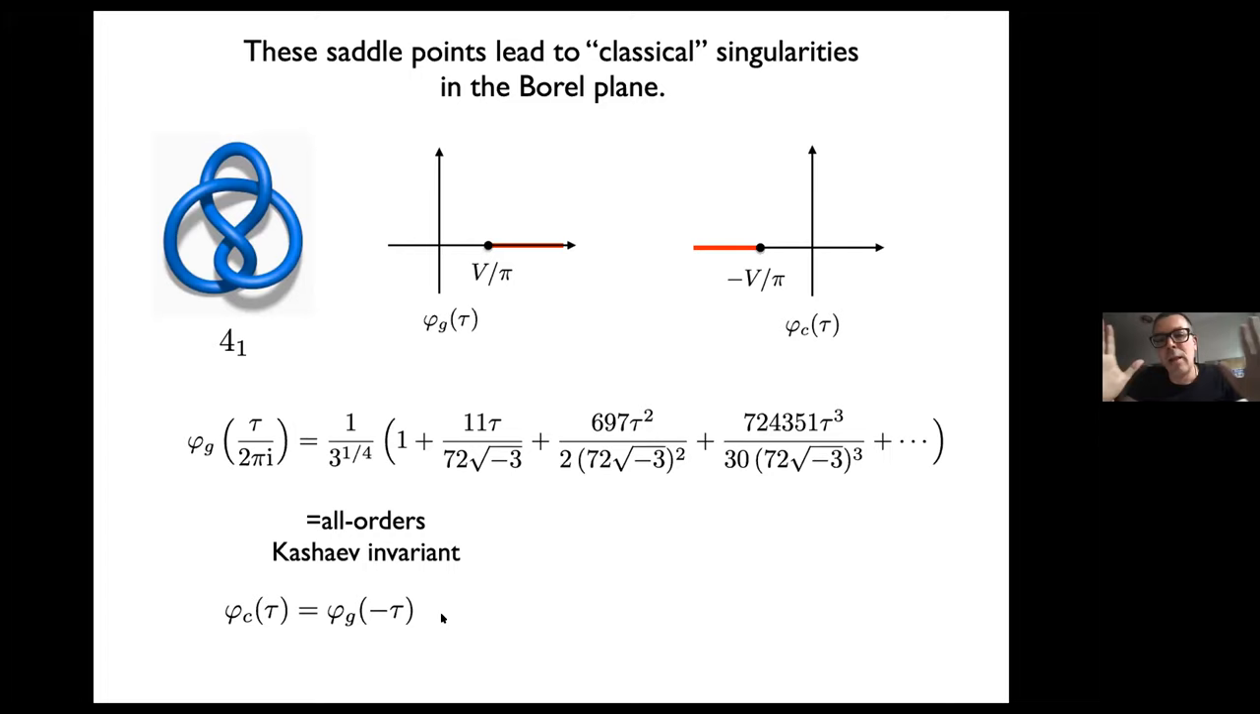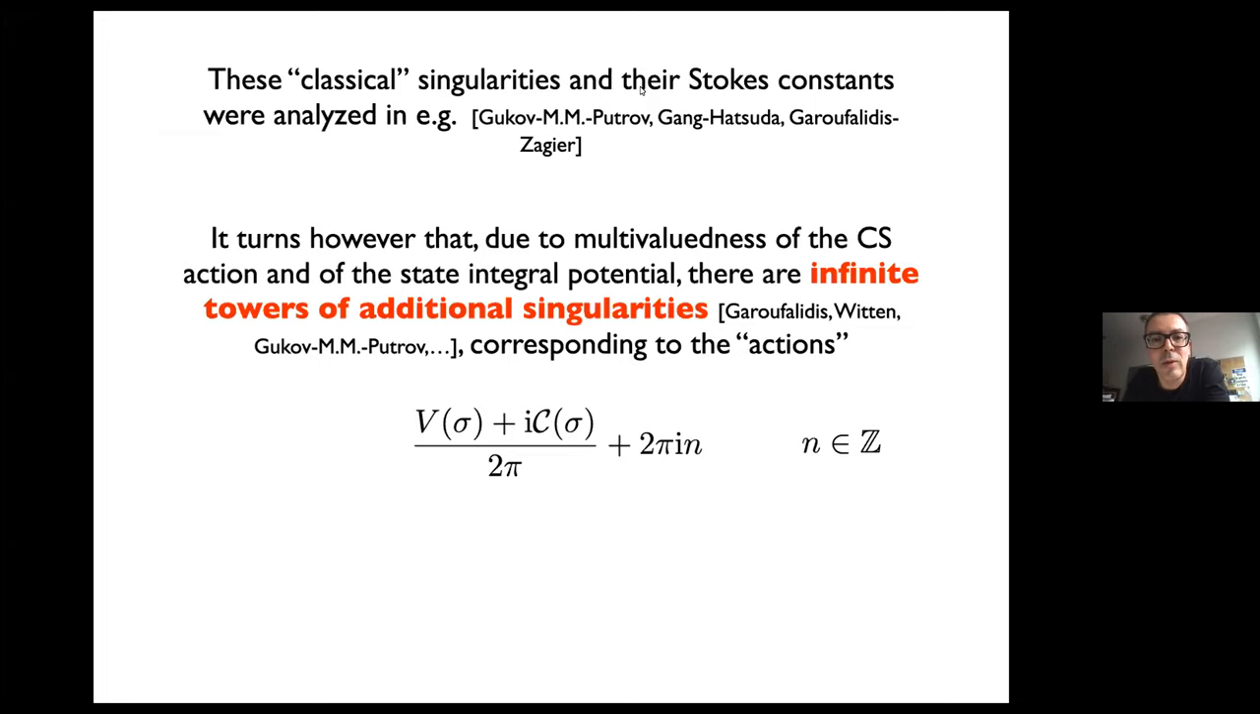And the Borel plane of one has to know about the other and vice versa. So this is a nice picture. And of course, since you have this singularity here, you can also compute this Stokes constant. And this is not very hard. You can compute it in many ways, and this was done by many people. But there is an additional complication. There is an additional interesting thing, which gives the crucial twist to this story.